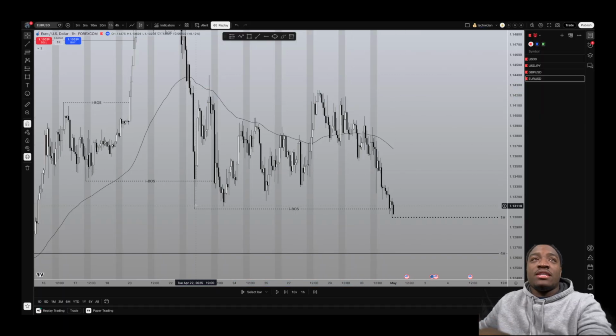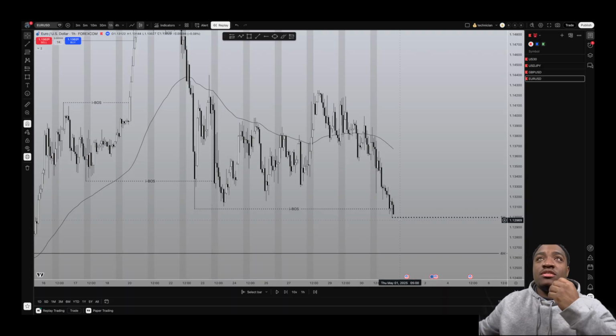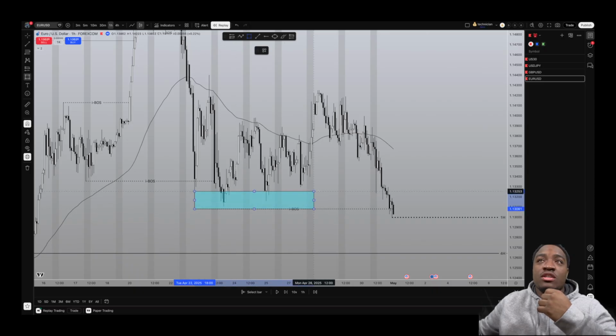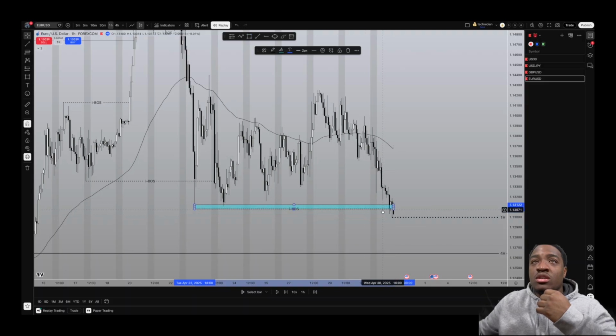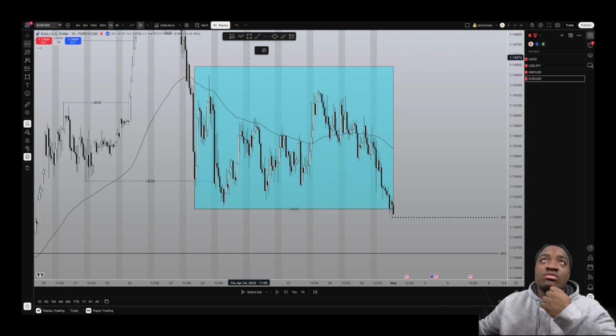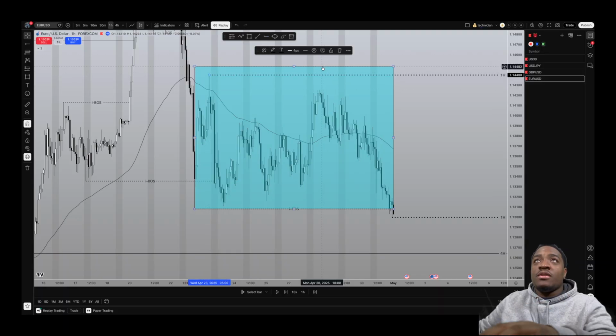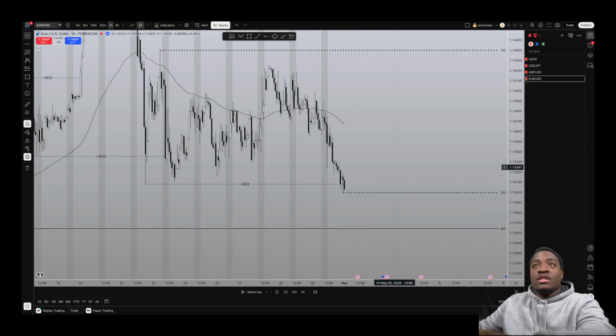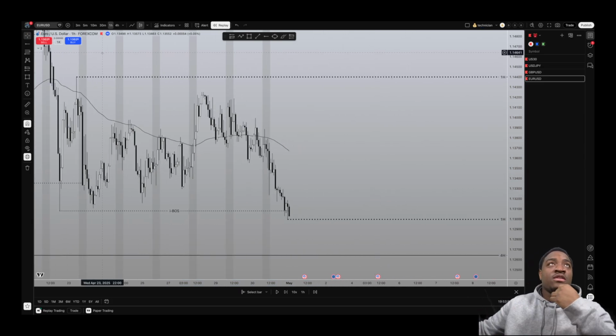So boom, we got the iBoss right here. This is the internal breaker structure down to the downside. So now we look for the highest point within this box. Learn that from Photon Trading. Shout out Photon Trading. Boom. Highest point in that box is your new high, internal swing structure high. Boom, we got that right there. And then boom, this is the low.